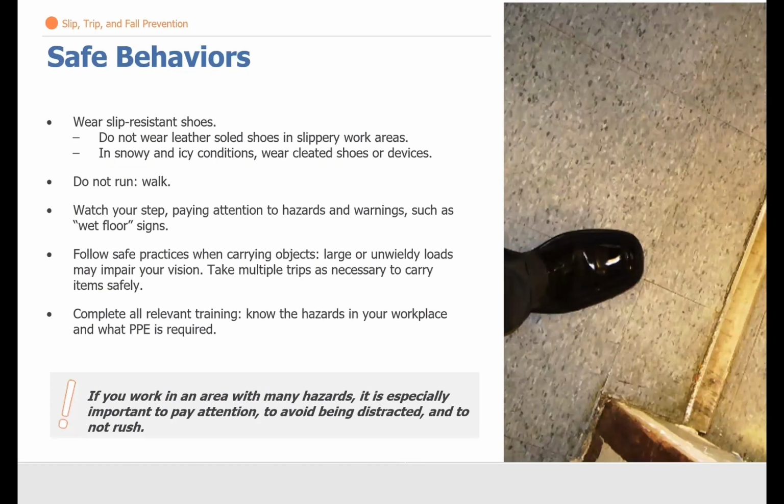For safe behaviors, please wear non-slip shoes. These are going to be shoes that have grip on the bottom of them. And if you need any, we have a Shoes for Crews program that helps us provide non-slips to our team members. So just let us know if you need any of those.